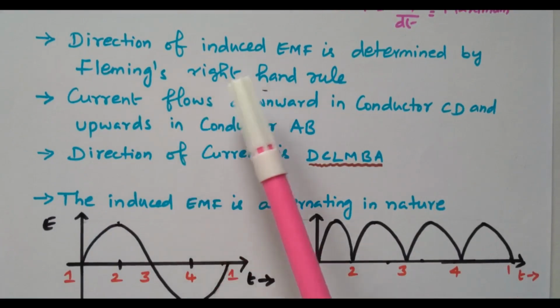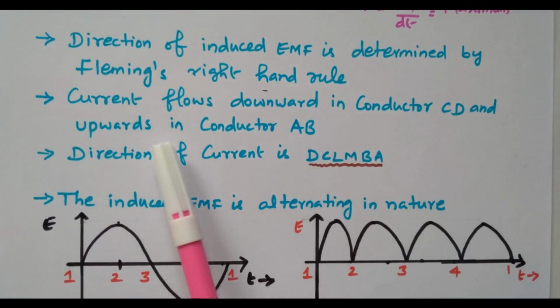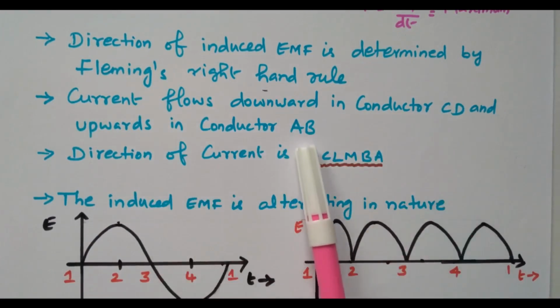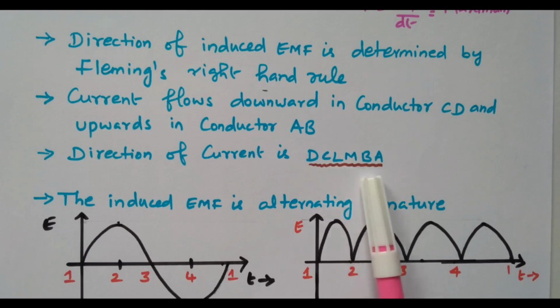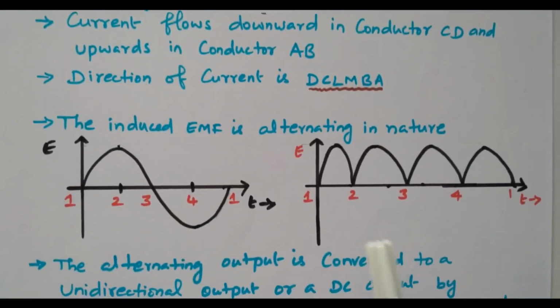The direction of induced EMF is given by Fleming's right hand rule. The current flows downward in the conductor CD and upward in the conductor AB. So that is clearly given in the diagram. The direction of current is D C L M B A, right? Now we will see the diagram so that you can easily understand. So this is the induced EMF. So positions are given 1, 2, 3, 4, again 1.